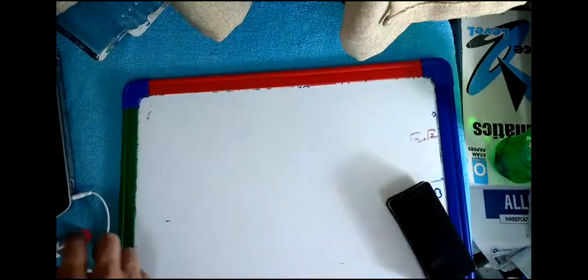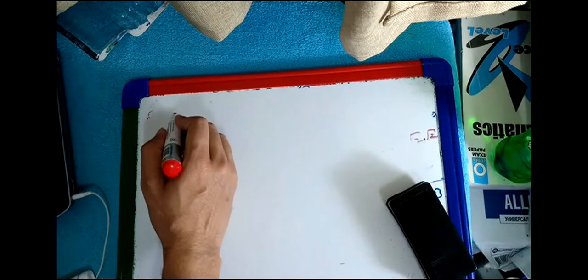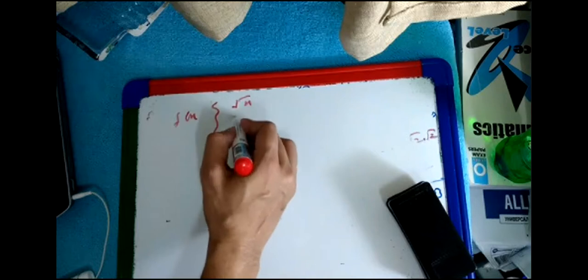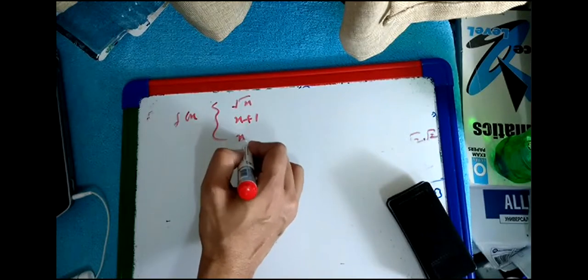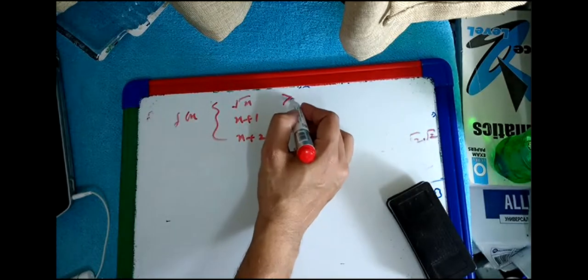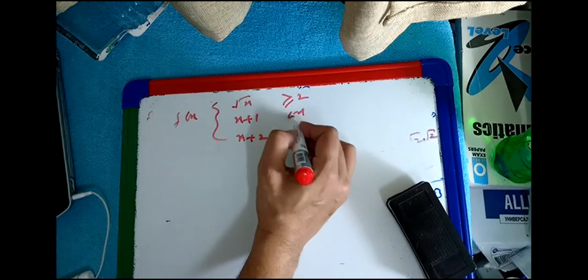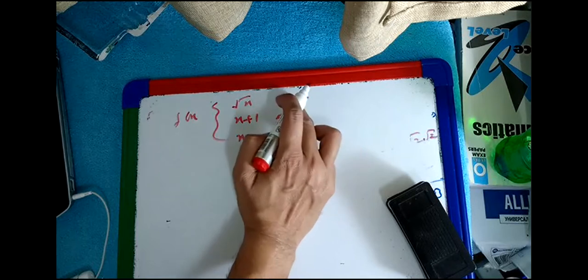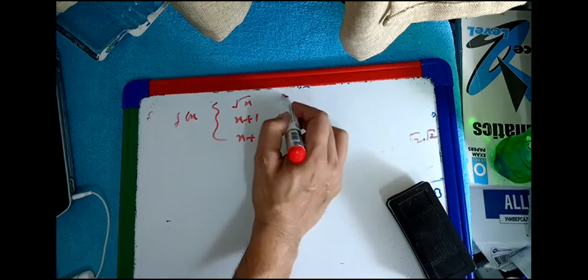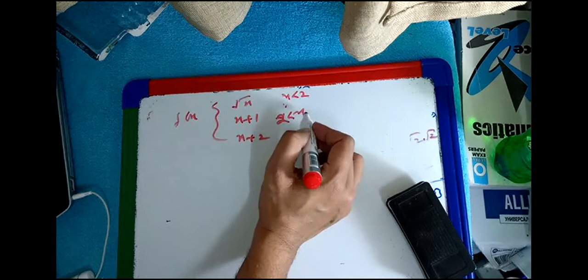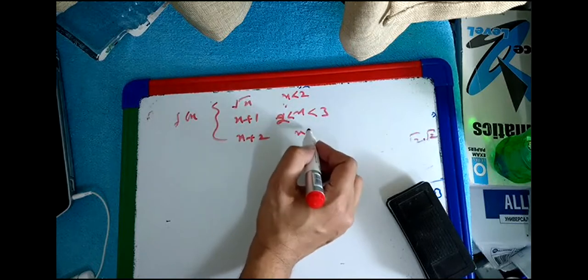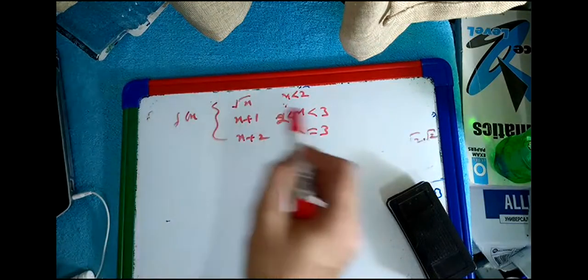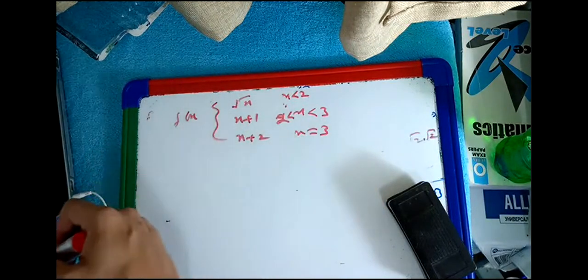See, the piecewise function is like that. f of x is under root x plus 1 and x plus 2, like that. x is less than 2, x is greater than 2 and less than 3, x equal to 3, like this. This is piecewise, right? There are 3 pieces. We have to check where we can apply. This is a piecewise function.